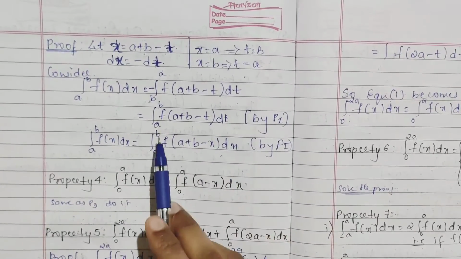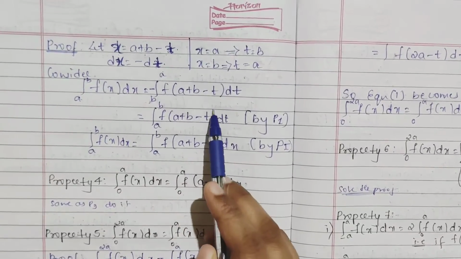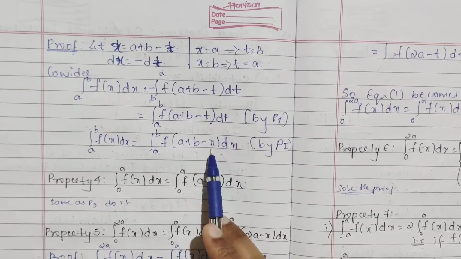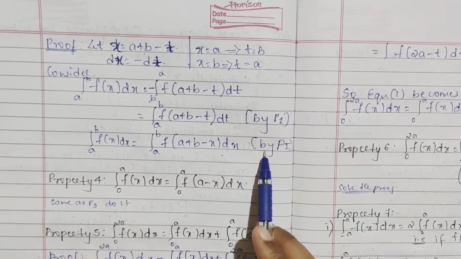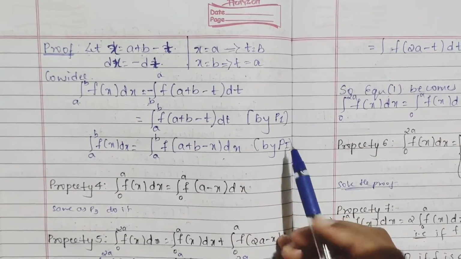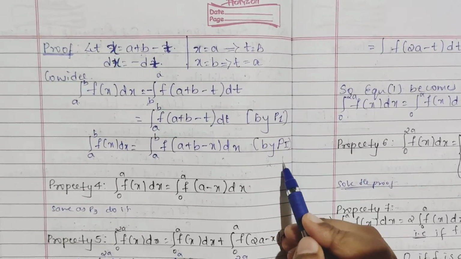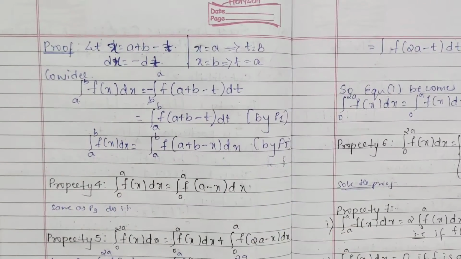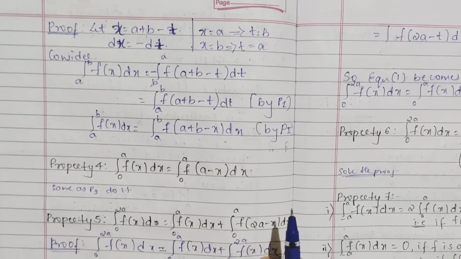At the last, from a to b, f of a plus b minus t, in place of t you just put x by property 1, the general property, where the integral of f of x is equal to the integral of f of t also, by a natural substitution.